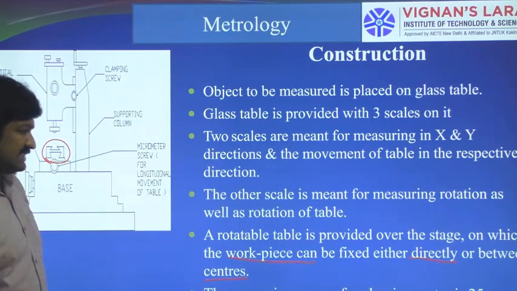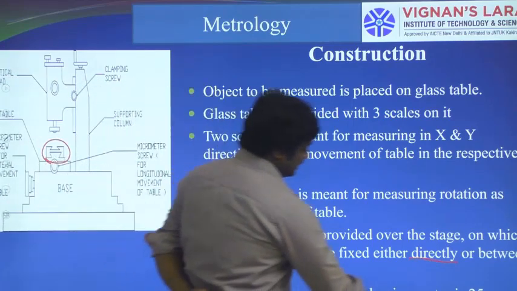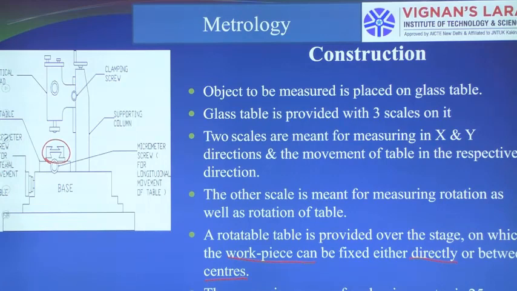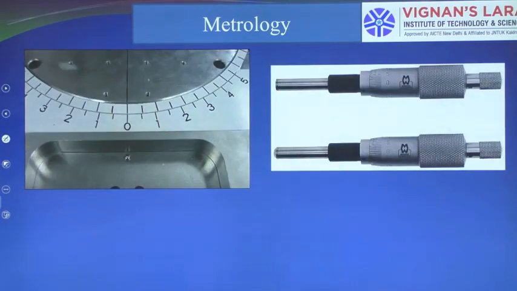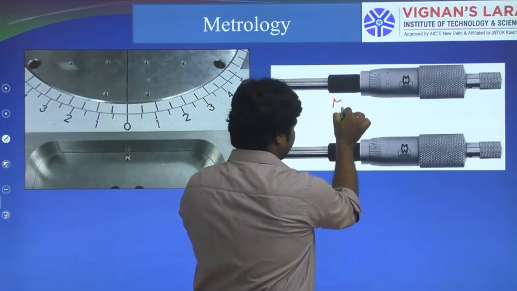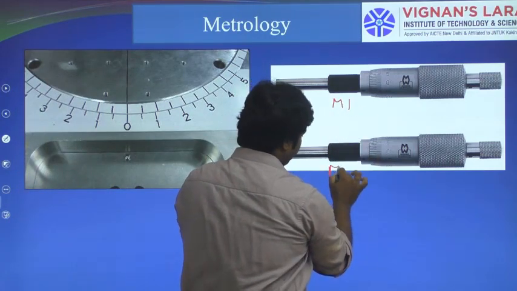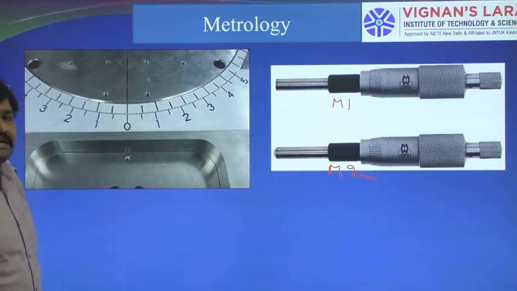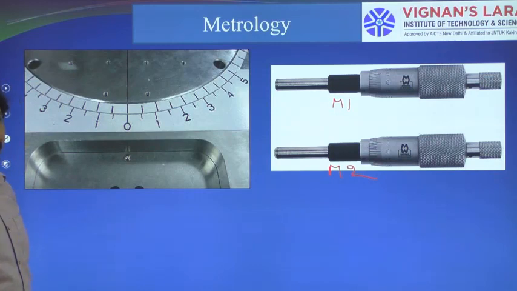The measuring range of each micrometer is 25 mm. So these are the micrometers. As we mentioned, it consists of 2 micrometers, that is micrometer 1 and micrometer 2. By means of the 2 micrometers, we are controlling the movement of the table in both X and Y directions.